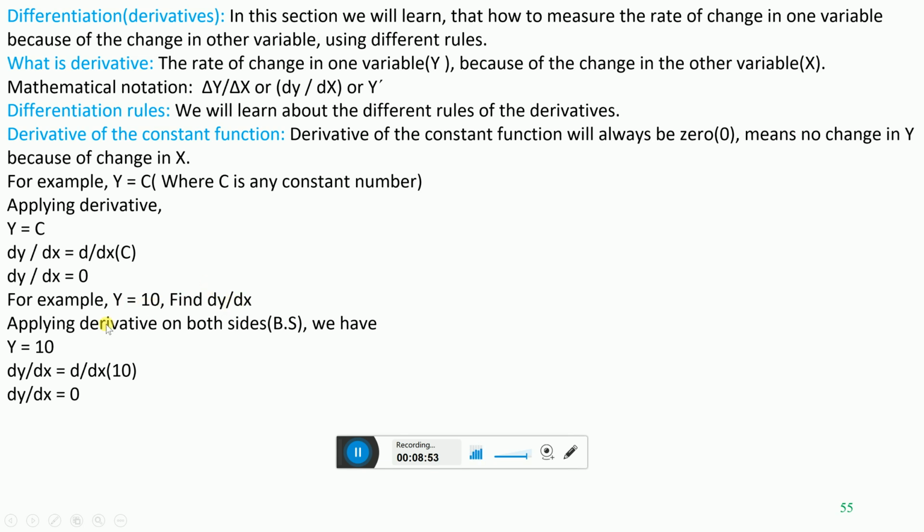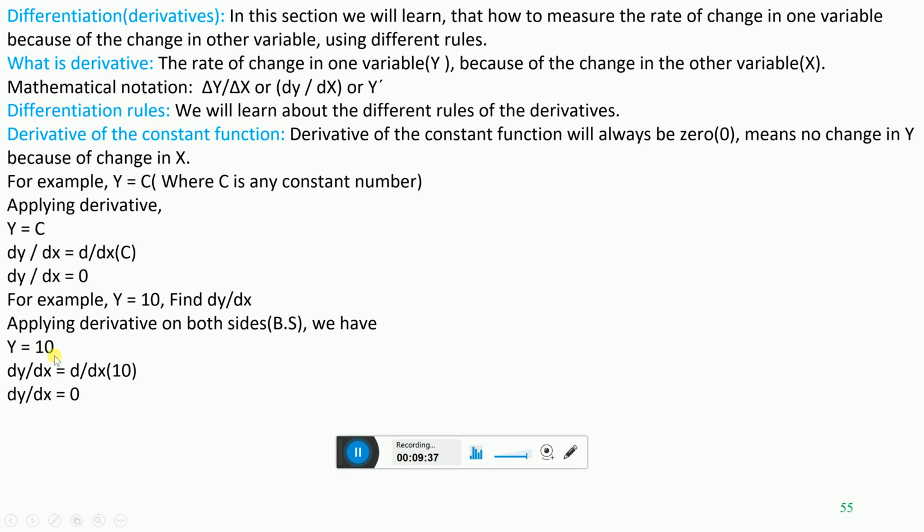This is the symbol of the derivative. So applying the derivative on both sides, on the left hand side d over dx of y, or dy over dx, and we will apply the symbol of the derivative d over dx on the right hand side, 10. I am again telling that y is equal to 10. So if I am applying the derivative on y, it means I am applying the derivative on the value of y. The value of y is 10, so d over dx of 10. So it means how much y will change if x changes by 1 unit.